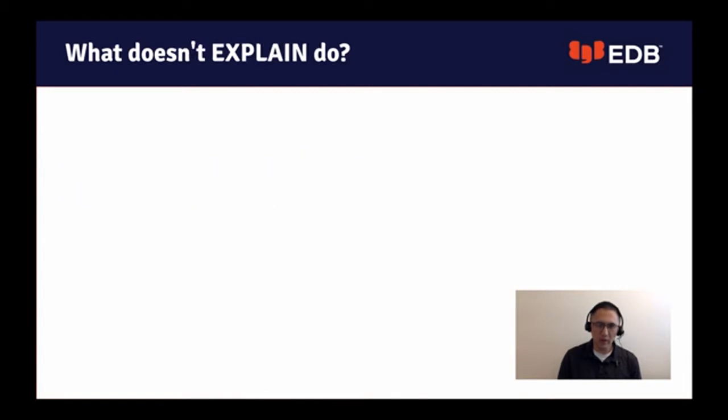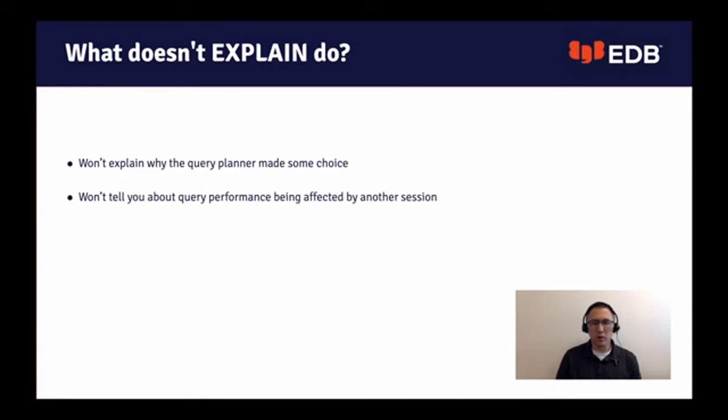So moving on. Now, what doesn't explain do? Well, explain won't tell you why the query planner made some choice. It won't tell you why it chose a sequential scan instead of an index scan. It won't tell you about query performance being affected by another session, meaning that in your database you can have hundreds of connections coming in, and everyone's trying to select from the same table. Explain won't tell you that your query was slow because these other connections were locking the table or preventing you from scanning it faster.